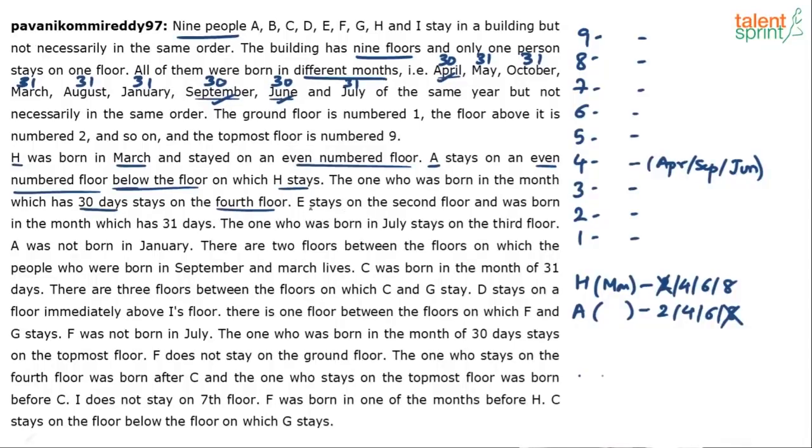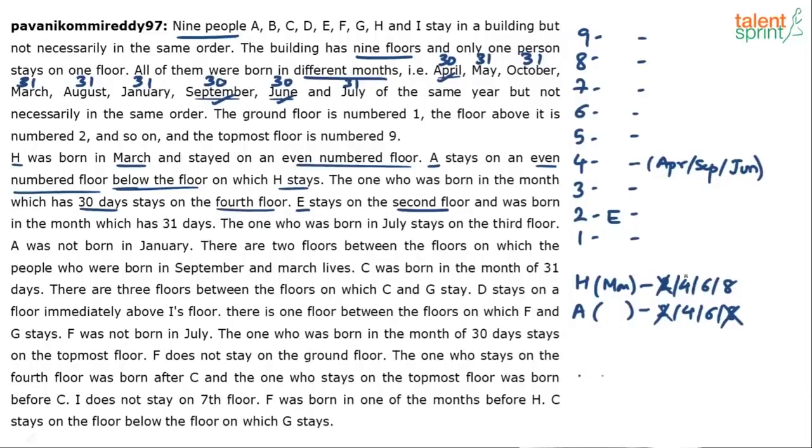E stays on second floor. Now this is direct information. Now you see, the moment you know E stays on second floor, A cannot be on second floor. Yes or no? Because second floor is blocked.